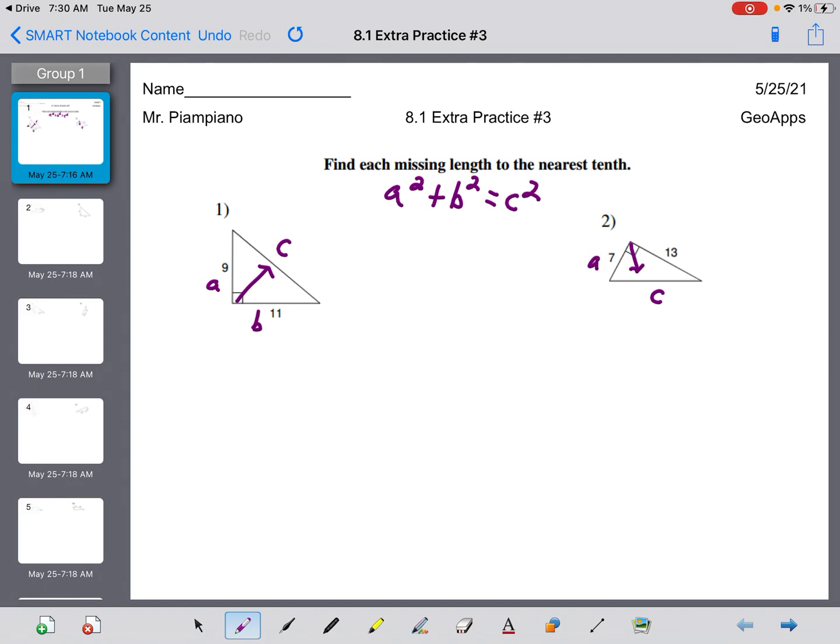It doesn't matter. Same with 7 and 13. So really, we have 9 squared plus 11 squared equals c squared. Okay, on our other side, we have 7 squared plus 13 squared equals c squared. All right, give me 1 second, and we should be solving for these. So go ahead and square those numbers.